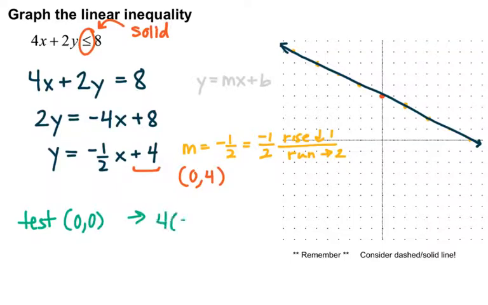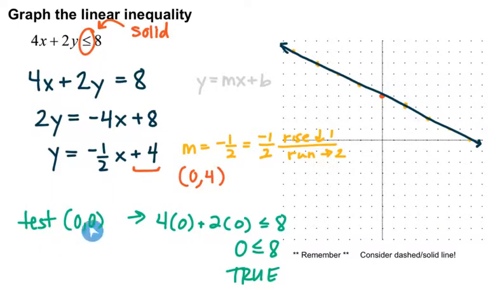And that gives me 4 times 0 plus 2 times 0 is less than or equal to 8. The left side simplifies to 0. 0 is less than or equal to 8, which gives me a true statement. That indicates that this ordered pair 0, 0, the origin, is included in the solution set. And that means all of the solutions are, in a sense, in this region below the line.